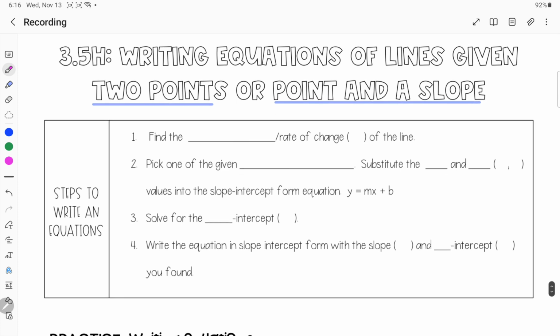Here's the steps to write an equation. First thing we need to do is find our slope, or rate of change. Rate of change, finding slope is fun. y2 minus y1 over x2 minus x1. And I'm going to use letter M again as our letter that we use to write that for the line. So then you're going to pick one of the given points. So they've given you these points. So that's what I'm going to start with.